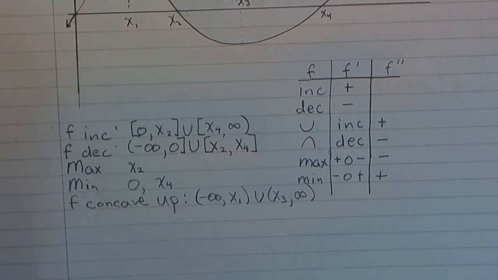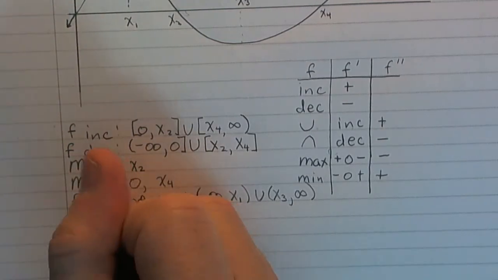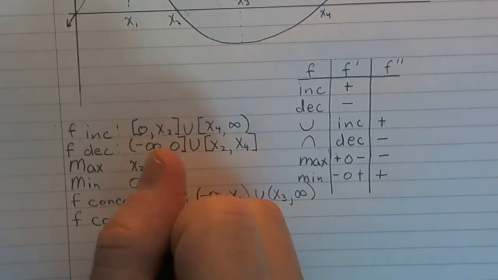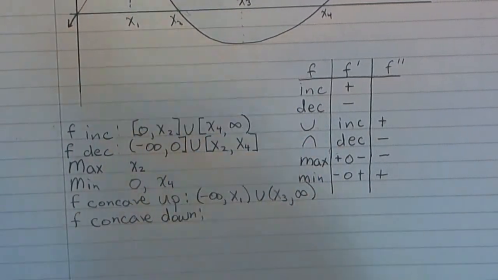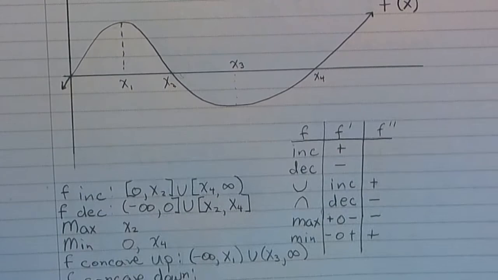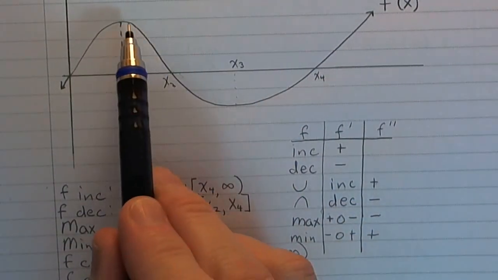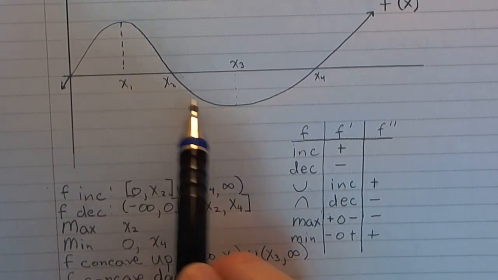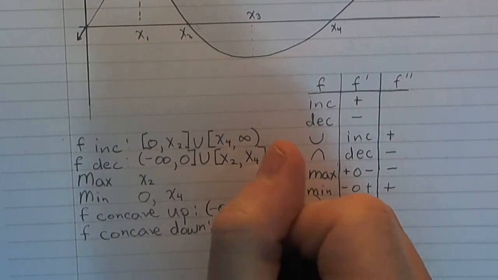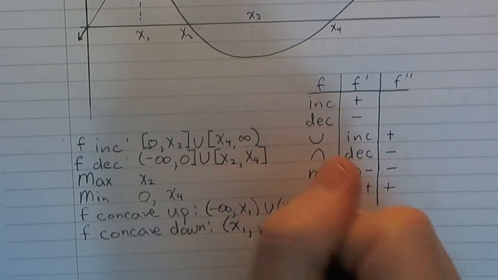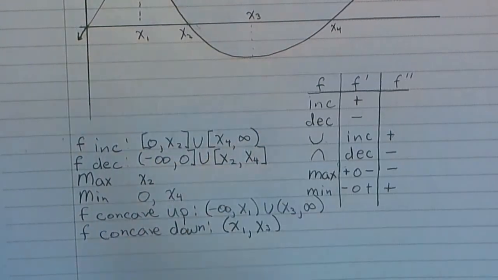Well, when do you have concave down? So f concave down. Well, that's when the first derivative is decreasing. And the first derivative is decreasing here, right? From x sub 1 to x sub 3. Yeah, right there.